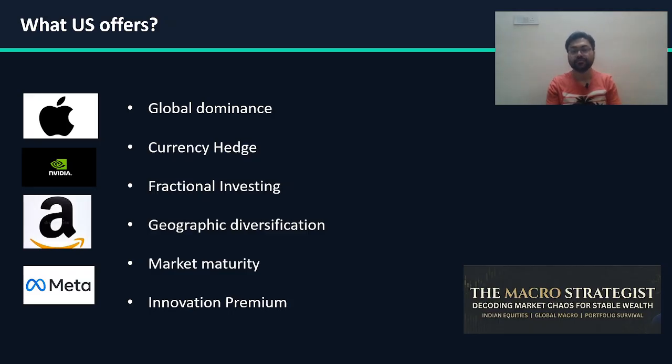Innovation premium means all the innovative things that happen, which is about AI, software, computers, the internet, social media. All the innovation you talk about in the last 20 years has actually started from the US, and then slowly cascaded to the entire world. So the innovation premium is very, very high in the US, and that is why the US offers a very good blend of global dominance, the currency hedge, fractional investing, geographic diversification, market maturity, and the innovation premium.